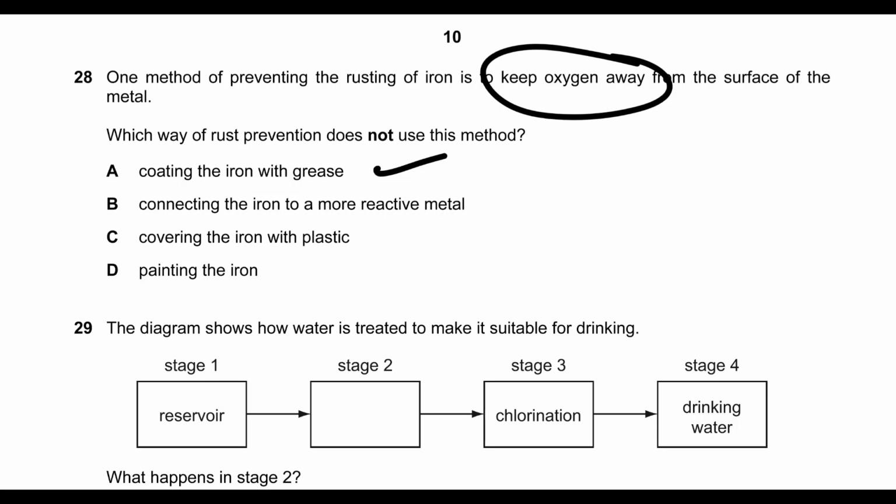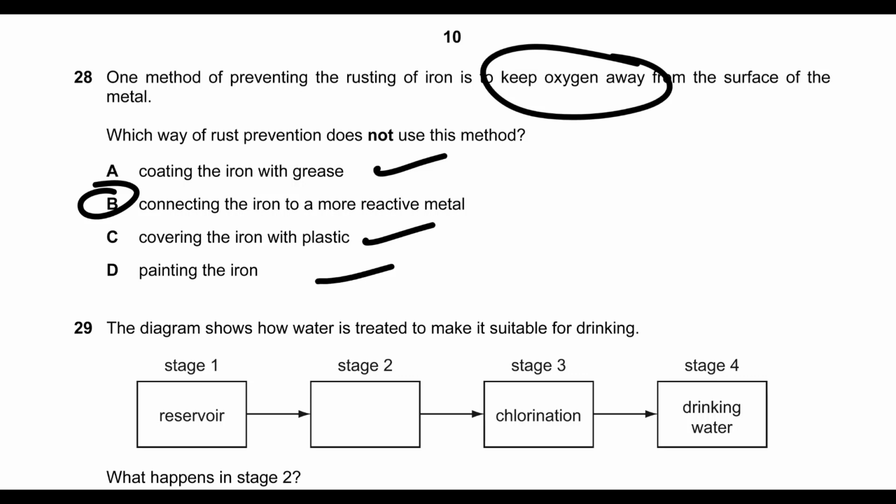Connecting the iron to a more reactive metal: here, both of these metals will be in direct contact with the oxygen, so we haven't kept the oxygen away, but we have prevented the iron from rusting according to the reactivity of these metals, according to the displacement reaction. So this is the best answer. Covering the iron with plastic, you will keep the oxygen away from the surface, and painting the iron also.